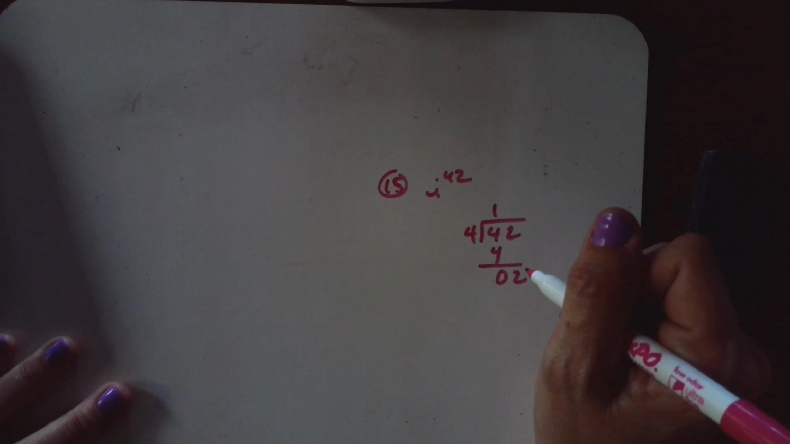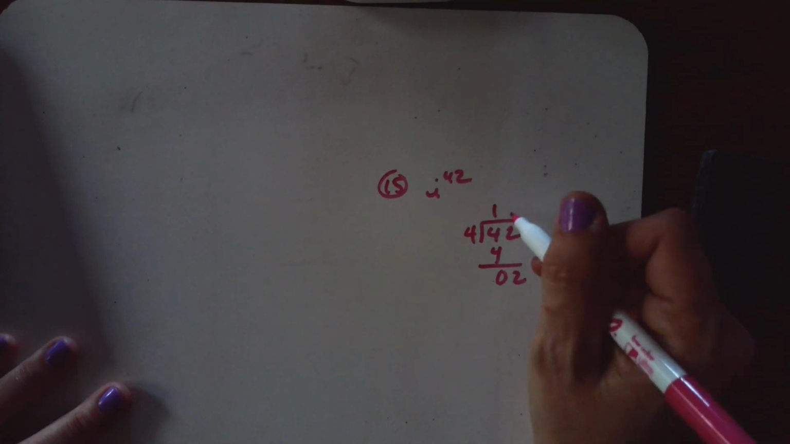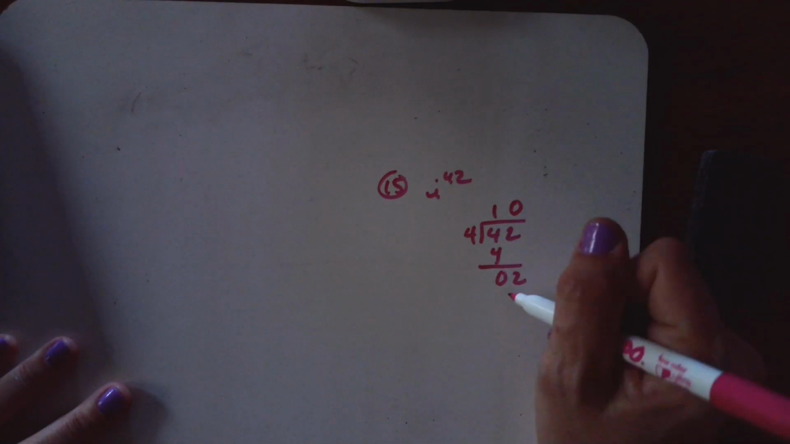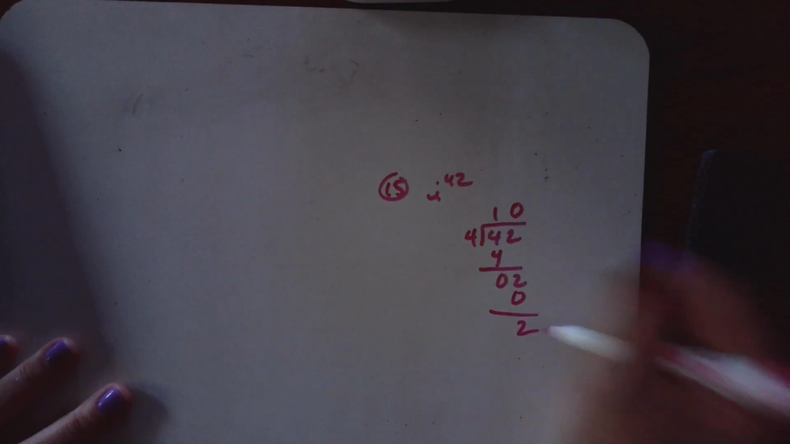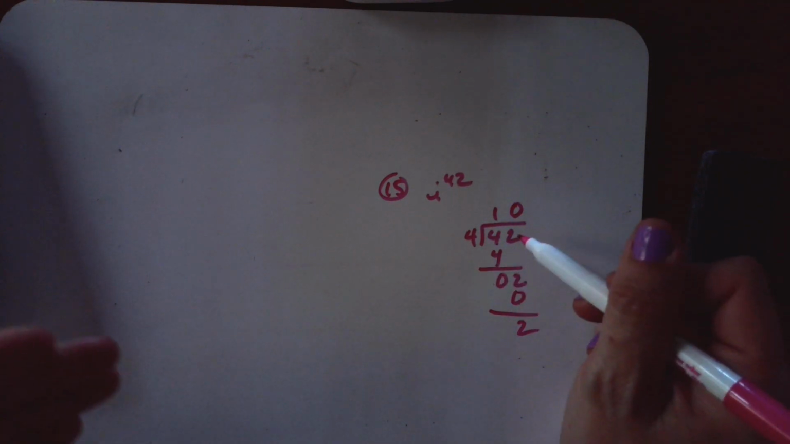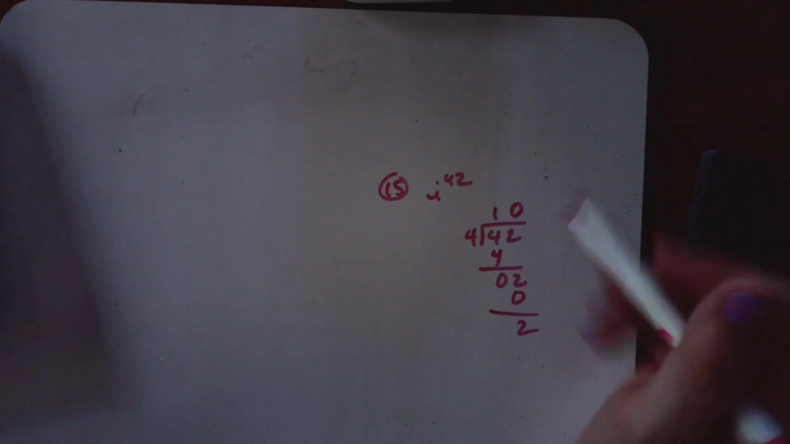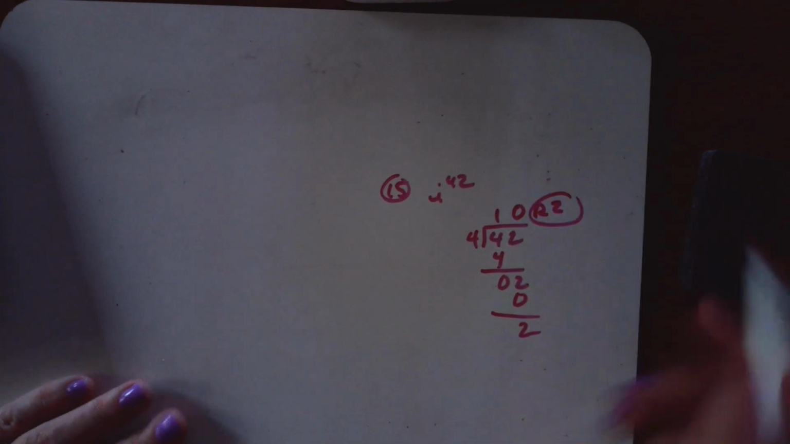What am I doing here? Sorry. It doesn't go into 2, so that's 0. So my remainder is 2. So, I mean, 4 goes into 42 10 times with a remainder of 2. So the remainder is what's important here.